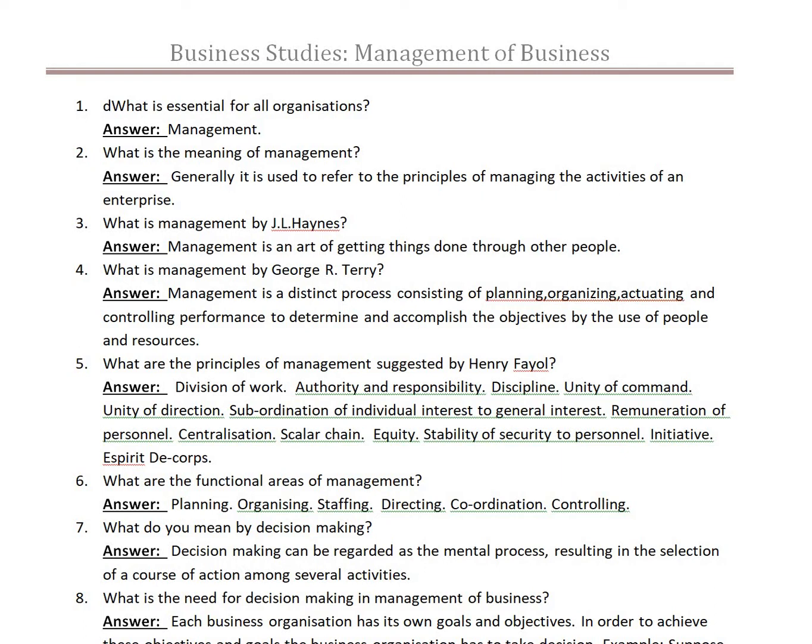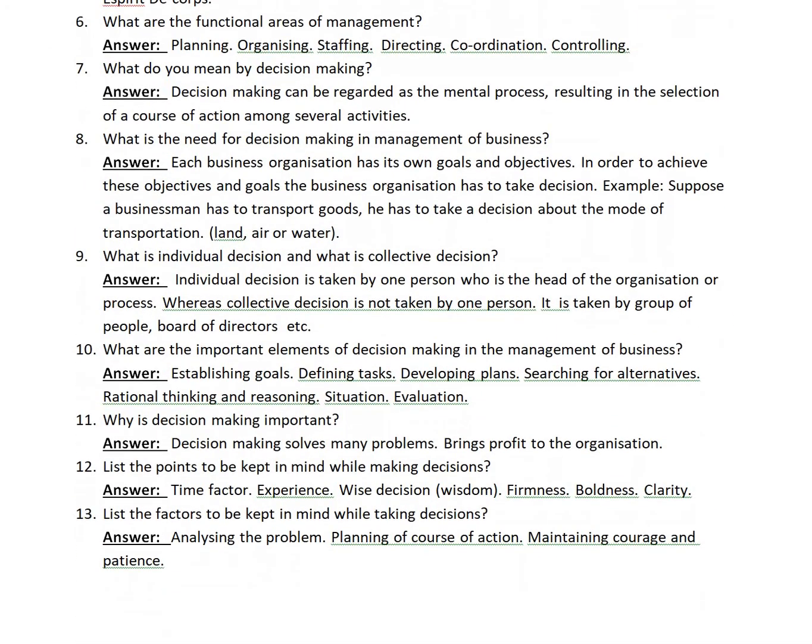Next, what are the functional areas of management? The functional areas of management are planning. Whatever you want to do, it has to be planned properly. Then it has to be organized. So planning, organizing, staffing, directing, coordination, controlling.